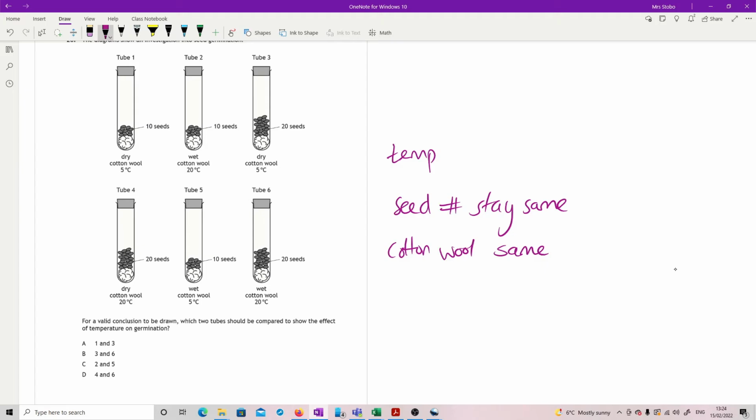Let's check them on the actual answers. I think I might have been waffling a little bit there. Right, let's check 1 and 3. So 1 and 3, we have changed the number of seeds, and we haven't changed the temperature at all. So definitely not 1 and 3.